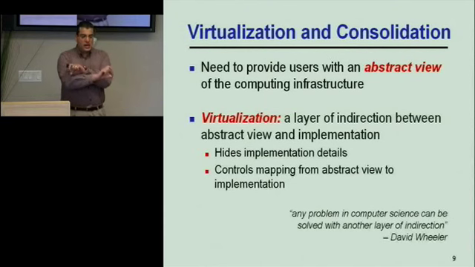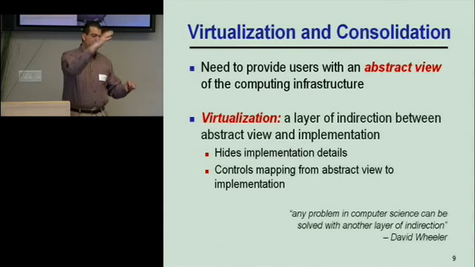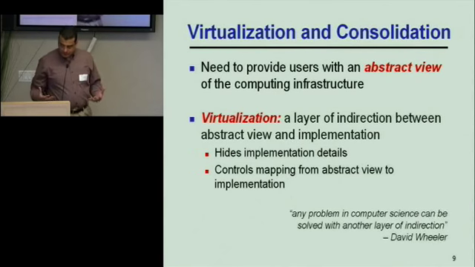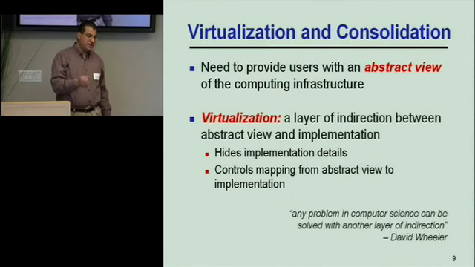So you need to provide some abstract view, some layer of indirection between the user's view of the infrastructure and the actual implementation of this infrastructure. And this layer is the virtualization layer. And this virtualization layer, in addition to hiding the implementation detail, also allows you to control the mapping from the abstract view to the detailed implementation. Okay? And tuning at this virtualization layer will be the focus of my talk.